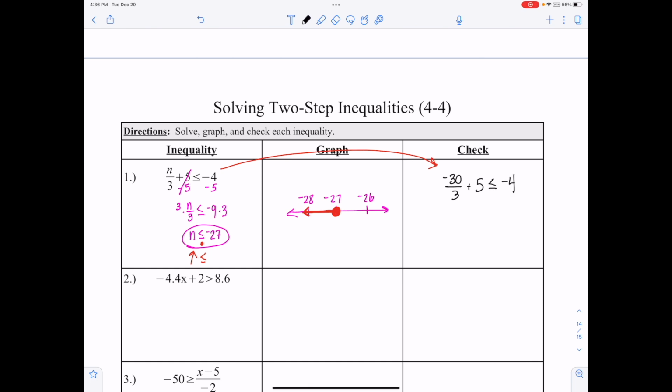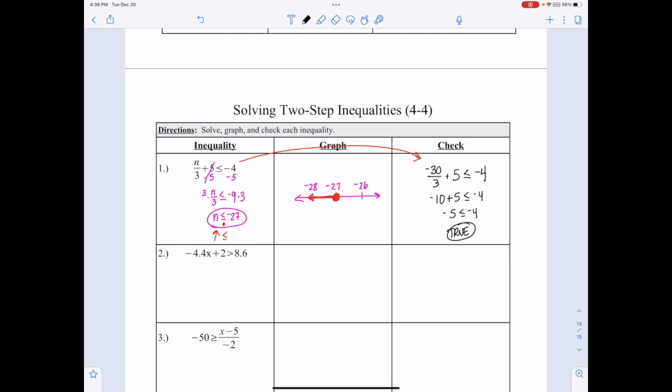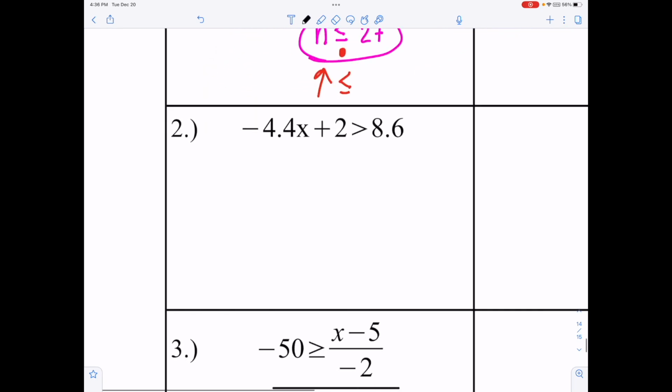Okay, we'll go ahead and solve this out. Now we're doing order of operations. So I do negative 30 divided by 3, and we get negative 10 plus 5 is less than or equal to negative 4. Negative 10 plus 5 is negative 5, which is less than or equal to negative 4, and this is true. Okay, so we're good. All right, let's move on to your next one.